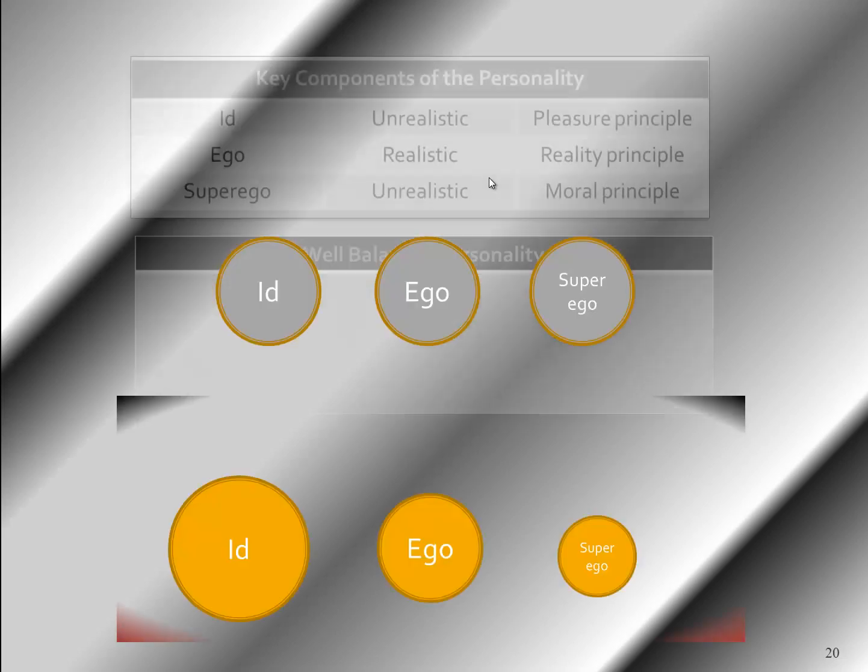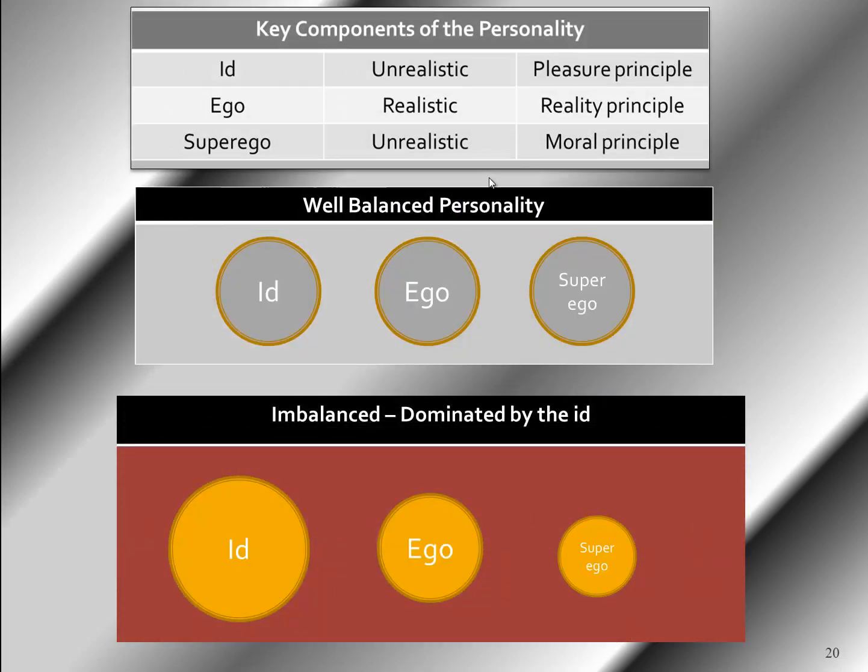Okay. Let's take a look then at how we develop an imbalanced personality, the one that we see depicted down here. Here's our healthy personality. Here are our dynamics up here. Well, let's take a look at this one. Look at the size of the id. This is showing that the id has a lot of power, and that it's much more powerful than the ego. And in fact, the id is not allowing the superego to develop much at all.